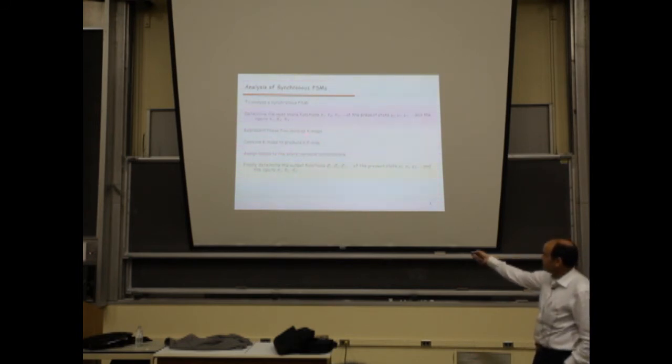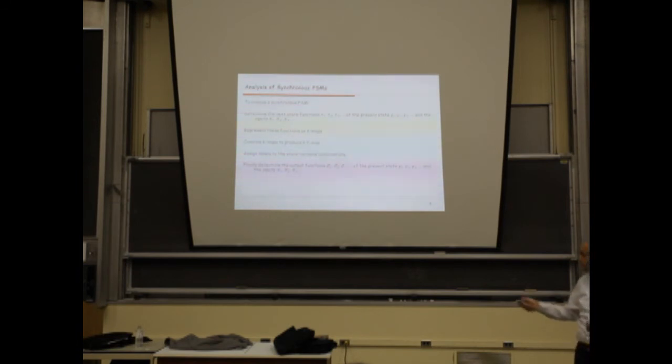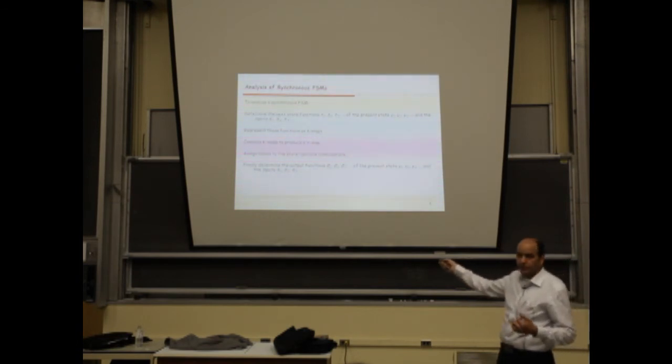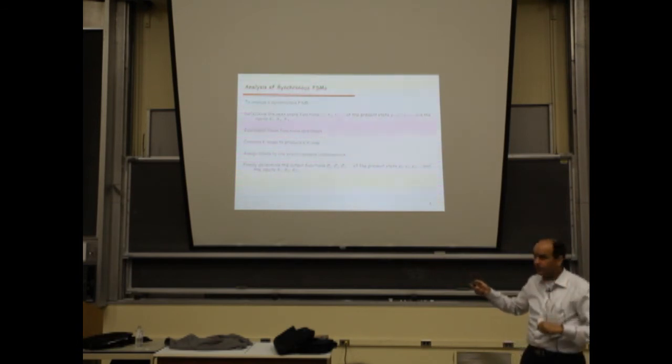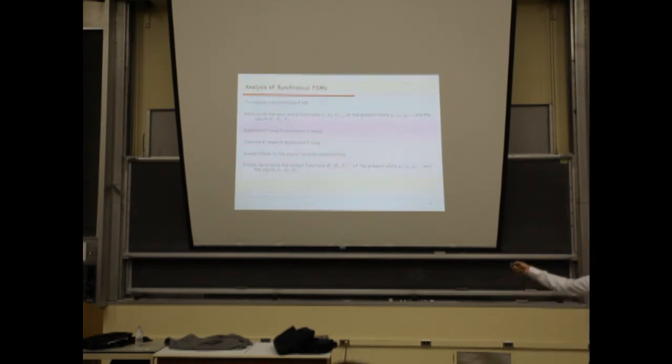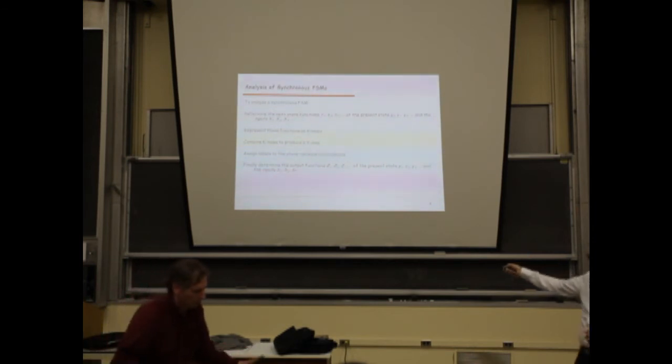Then represent these functions as a K-map. So we take this function, put them in a K-map, combine the K-maps to produce the Y-map, which is the functions for the different state variables, and assign the labels to state variables, and so on.